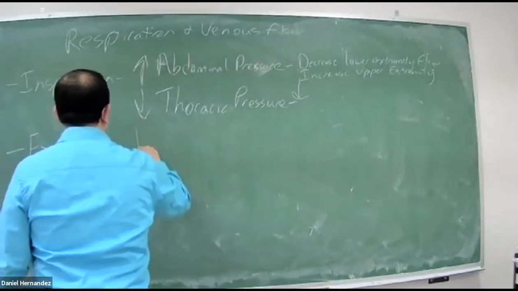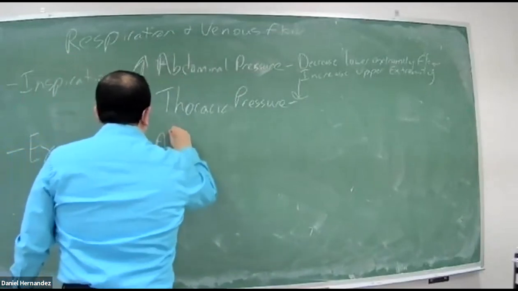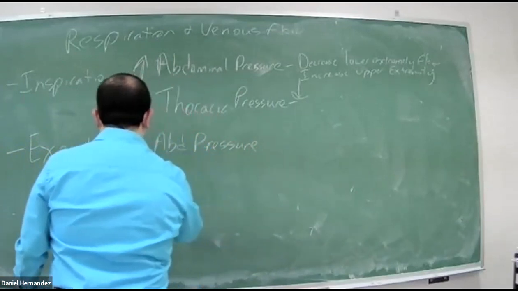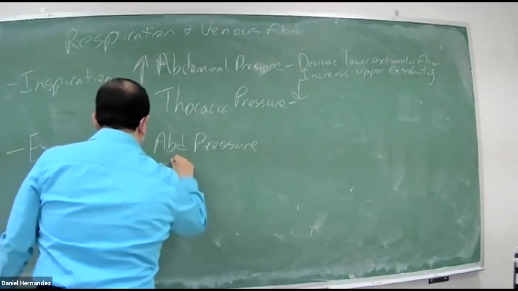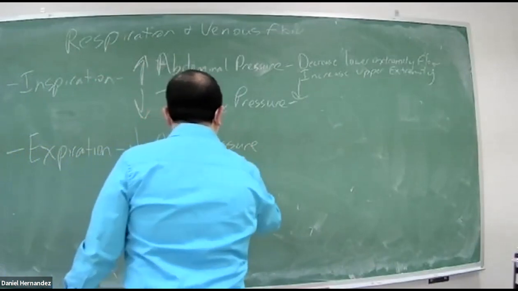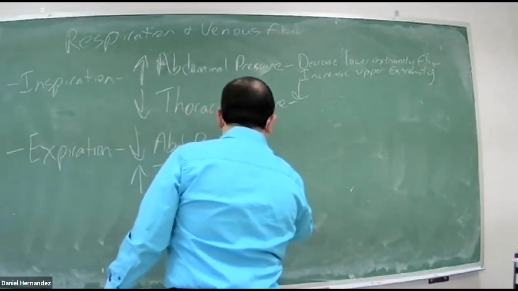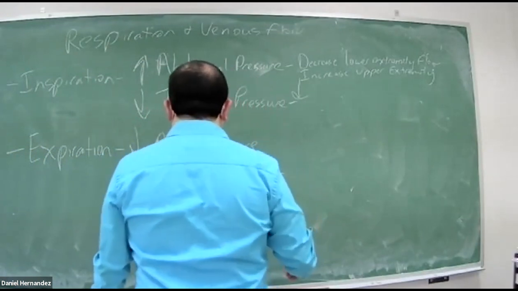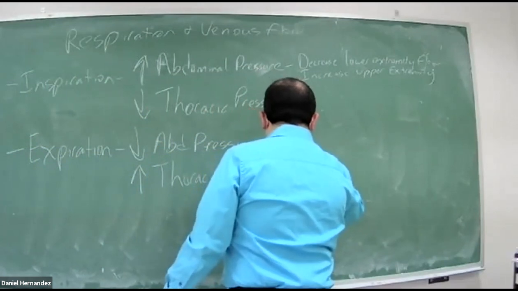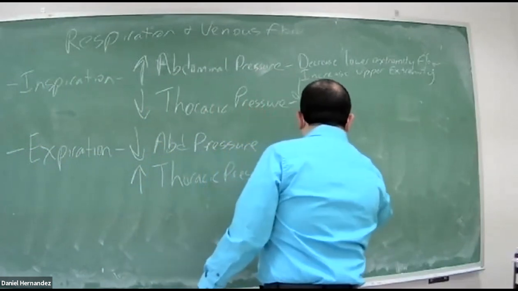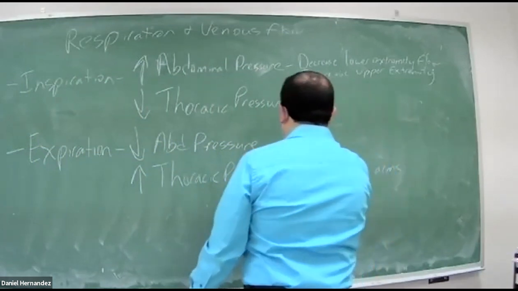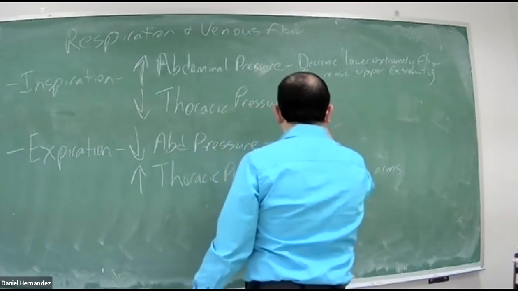Patients will have a decrease in abdominal pressure, increase in thoracic pressure. This is a decrease in flow in the arms, increase in flow in the legs.